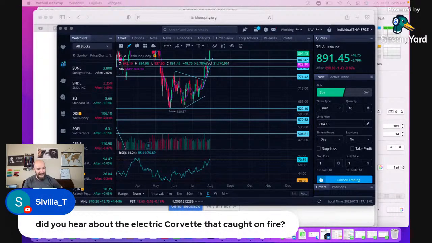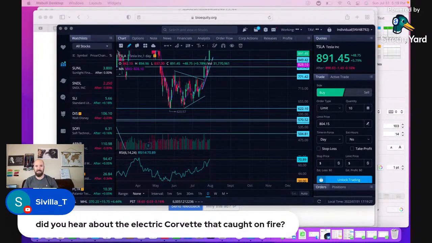Electric Corvette that caught fire. I did not hear about that. Honestly, I didn't even know the electric Corvette was out yet. That's maybe because I don't follow GM as heavily. Now, again, it's not nice to hear that it caught fire, but it's nice to see that Tesla's not the only one that's making news when it comes to their electric vehicles catching fire.